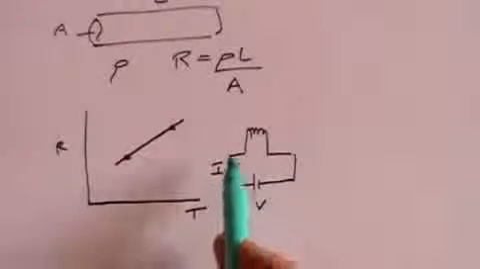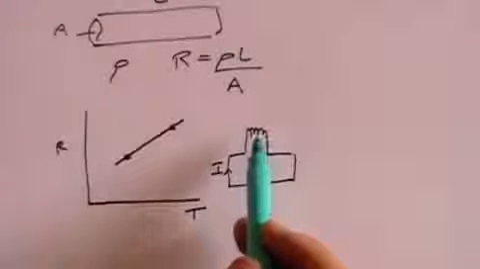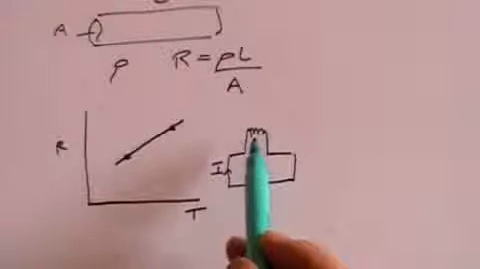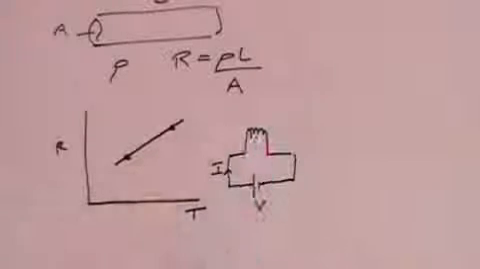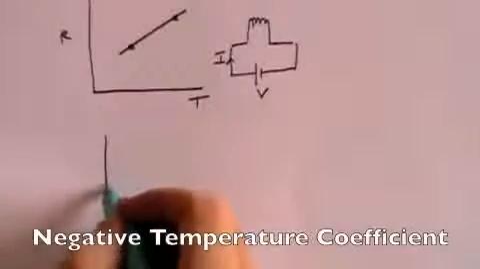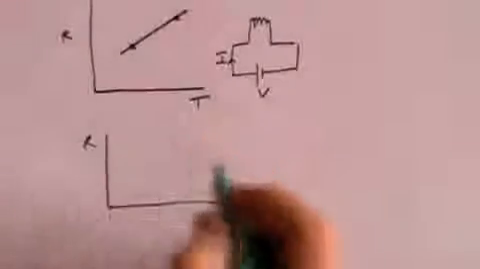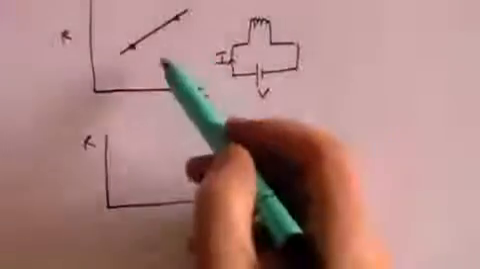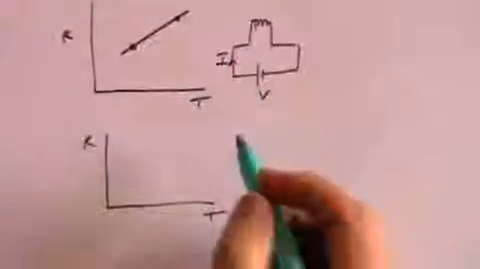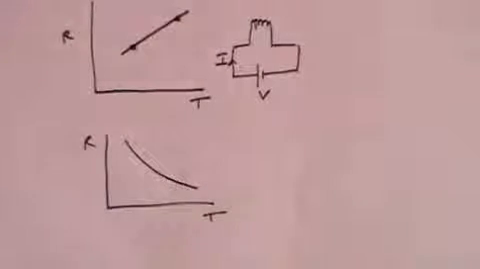If it's okay when you switch it on, the current will gradually fall as the resistance increases as the bulb gets warmer. But there are materials that have what's called a negative temperature coefficient. So if you now plot the resistance against the temperature, instead of going up, which it did here, you find that as the temperature increases, the resistance decreases, and that's negative temperature coefficient.